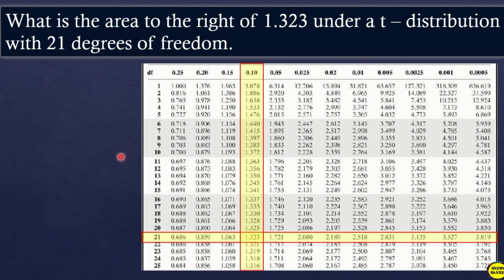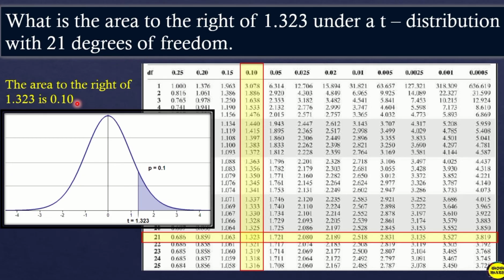So, kapag ganitong problem class, kapag given yung T value saka yung degrees of freedom, una yung titingnan dito ay yung degrees of freedom. Saka doon kayo maghahanap kung ano yung area nung binigay sa problem. So, therefore, the area to the right of 1.323 is 0.10 or 10%. Okay, so ito, makikita natin sa graph.